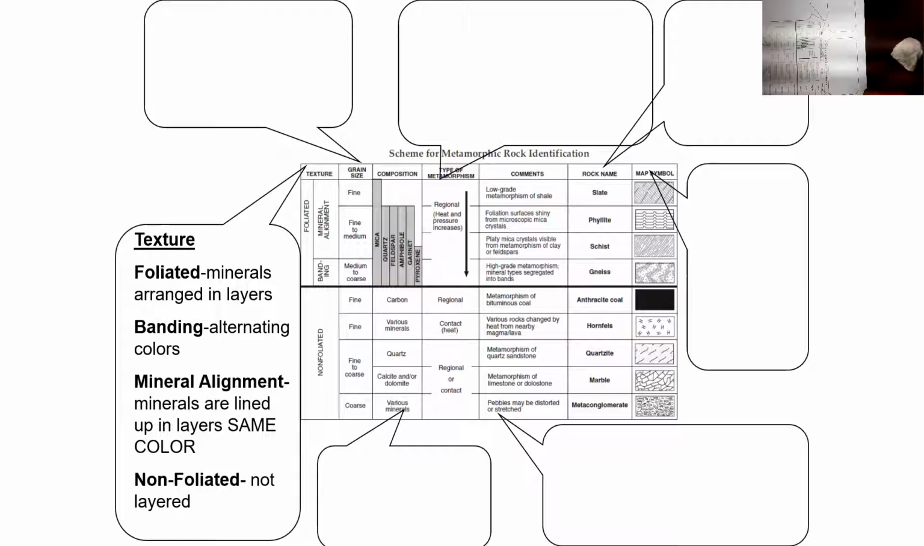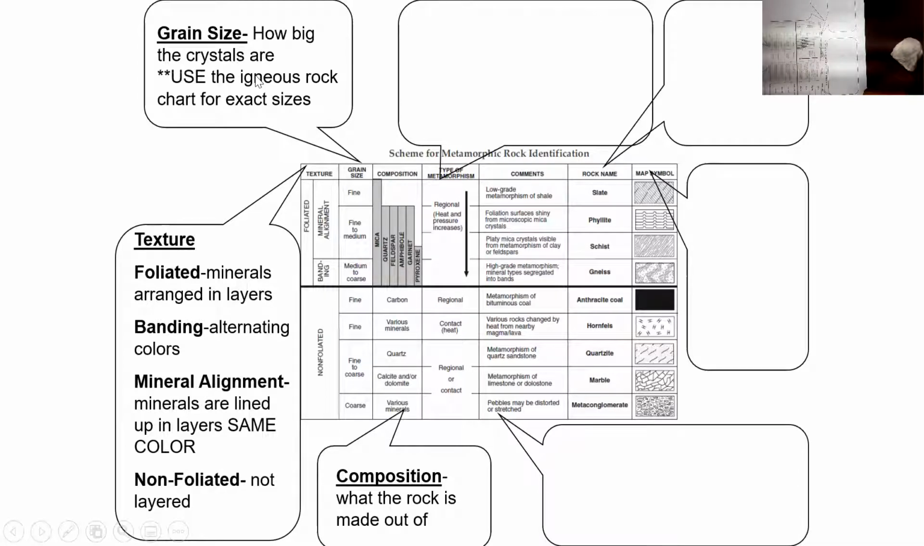So again, we'll put that up there so you can have the definition. Grain size is how big the crystals are once again. And if you want exact numbers, you can refer back to your ESRT on the igneous rock chart for what those sizes mean. Now the composition, again, is the kicker. The composition, the bottom middle bubble, is what the rock's made out of. Hopefully by now you know that definition.